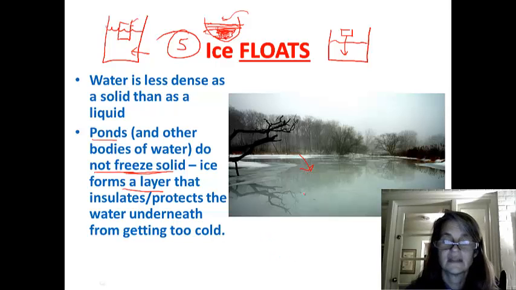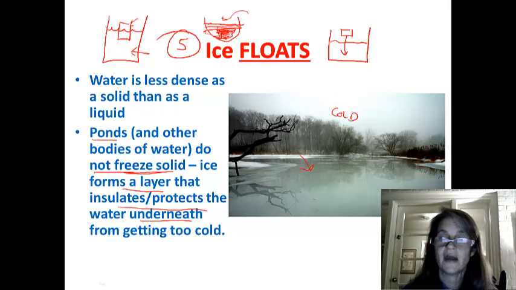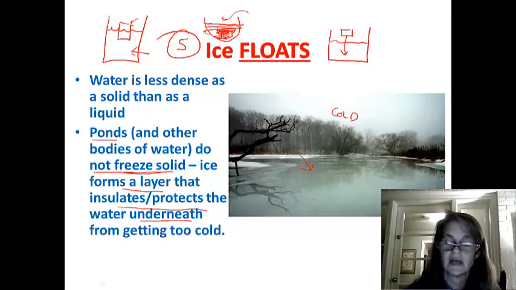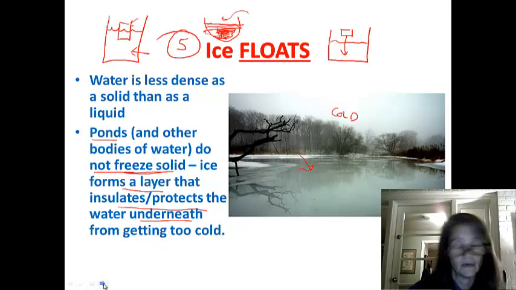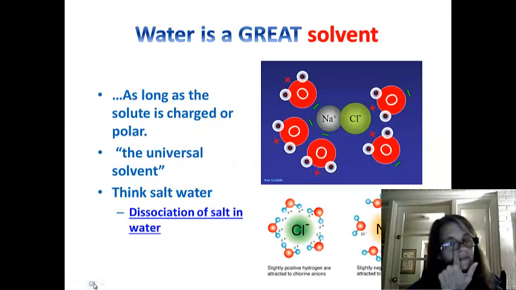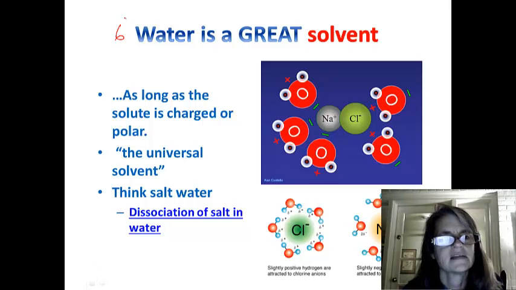This ice sits on top of this pond and protects the water underneath from this nasty cold air above and keeps the underneath liquid at a suitable temperature to support the life underneath, okay? To keep it from dying and freezing, simply freezing to death. All right? Next, I think this is number 6.